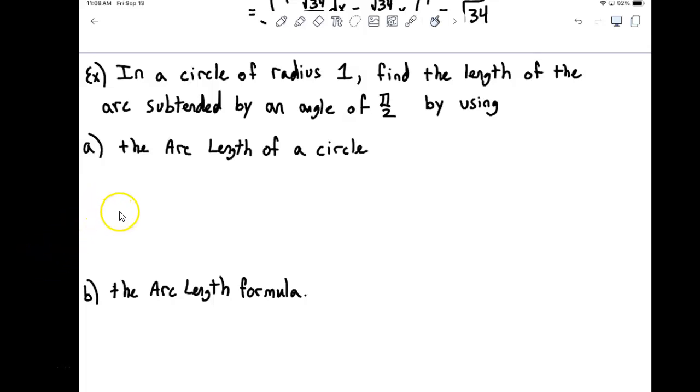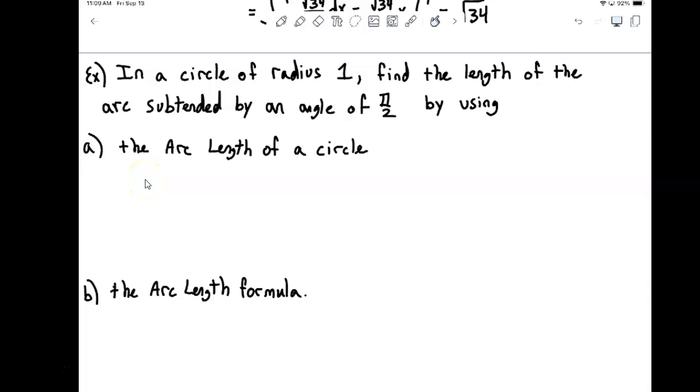Okay, welcome back. So in the previous problem, we found the arc length of a line segment, which again we could have just done with the distance formula. Here, there's one other thing we know how to measure the arc length of without having to use calculus, and that is the arc length of a circle, right? So here our problem is we have a circle of radius 1. We want to find the length of the arc subtended by an angle of pi over 2, and we're going to do it first with the arc length of a circle.